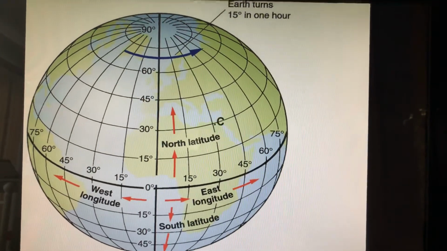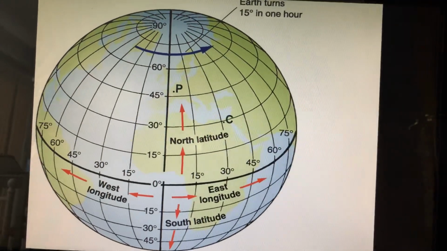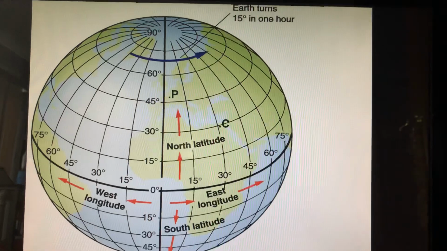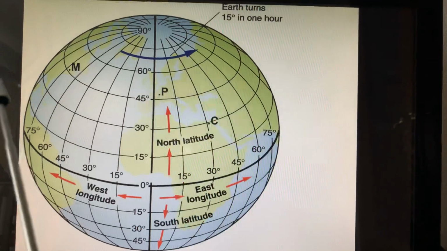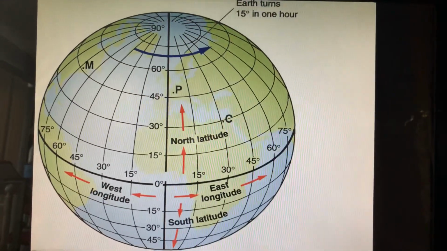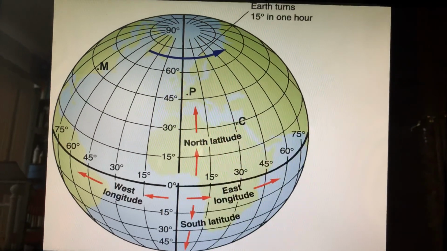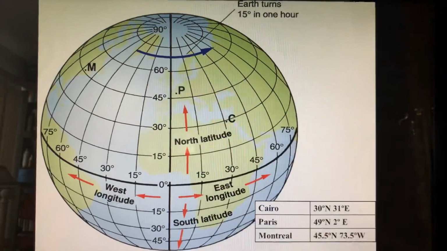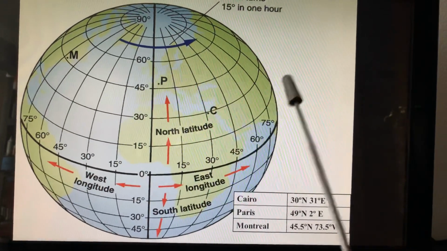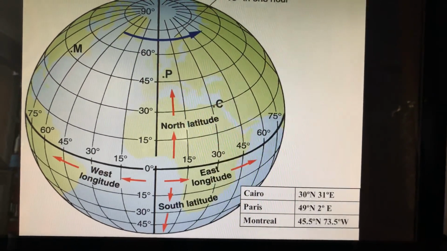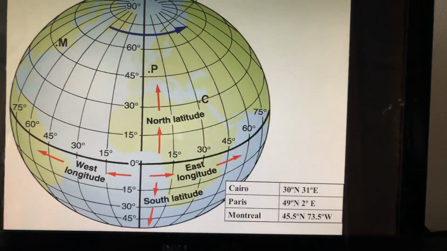So let's go here to show you how we find the latitude and longitude. Here you have three cities, Cairo, Paris, and Montreal, and we use the latitude and longitude to describe their location. You can see them in this small table. Starting with Cairo, you always start with the horizontal lines, and Cairo is located close to 30 degrees north, but not exactly on the line.